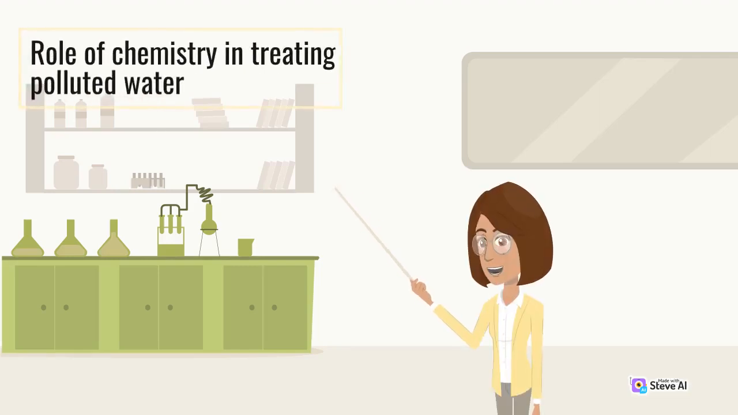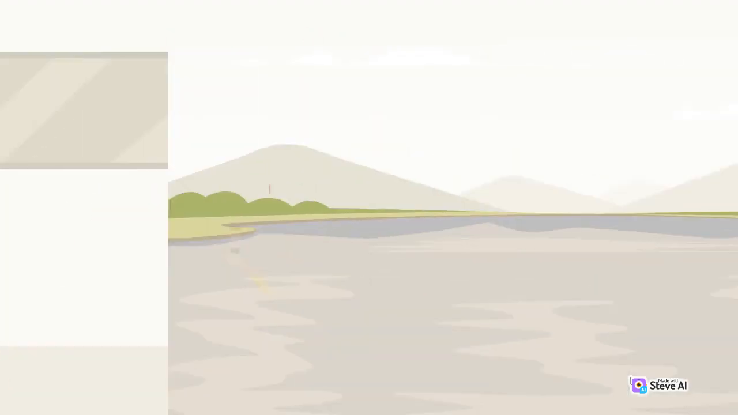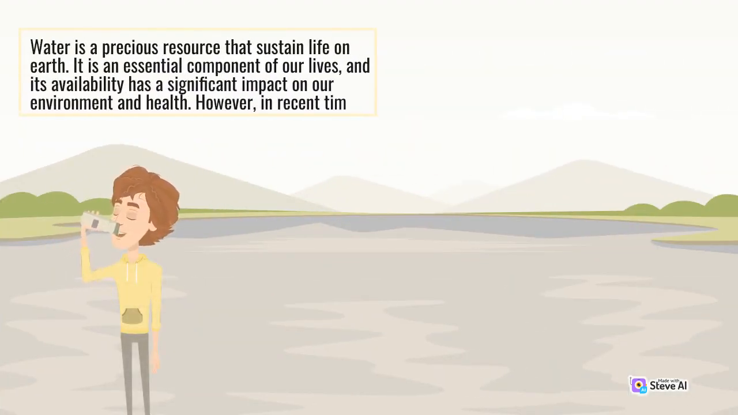Role of chemistry in treating polluted water. Water is a precious resource that sustains life on Earth. It is an essential component of our lives, and its availability has a significant impact on our environment and health.